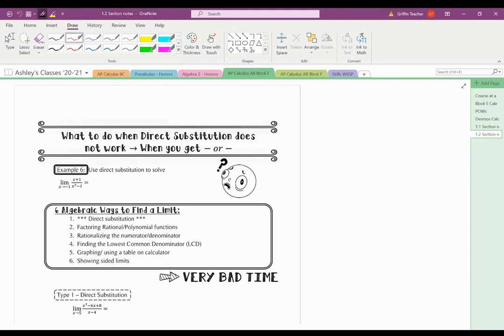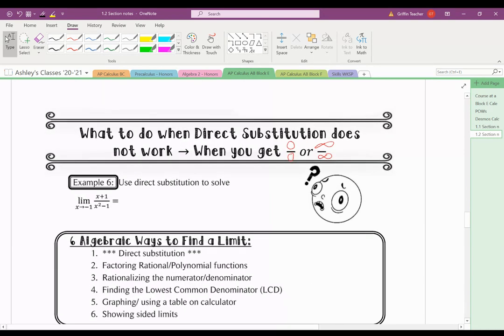And it's going to be when you get problems where you get either 0 over 0. That is a math error. I call it, it's one of the 7 deadly sins of math. We'll get to a few more later on in the school year. Or you get infinity over infinity. Those are going to be the 2 errors that we're going to be looking at here.